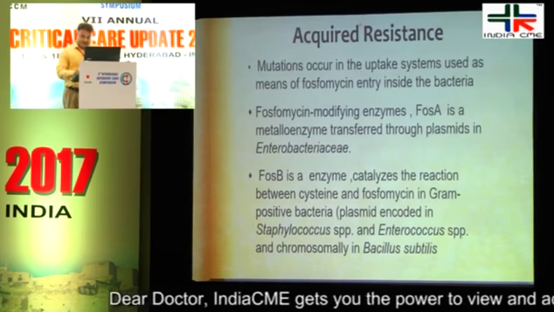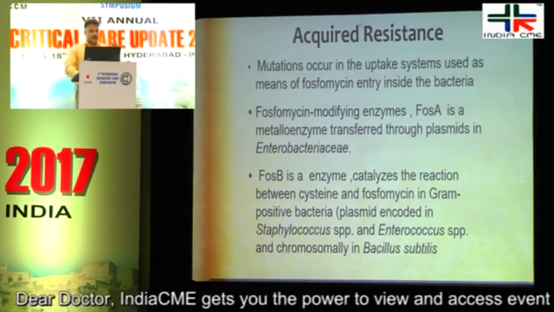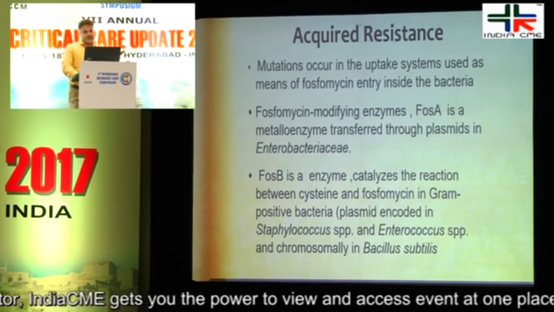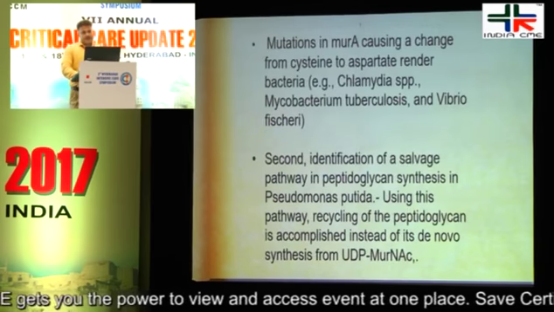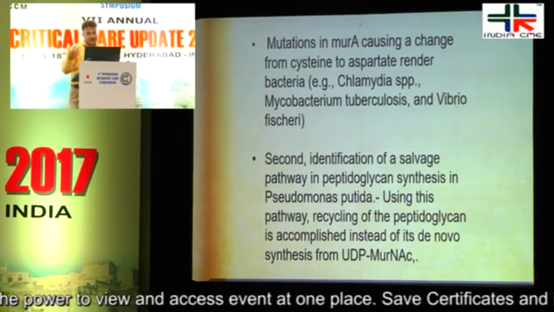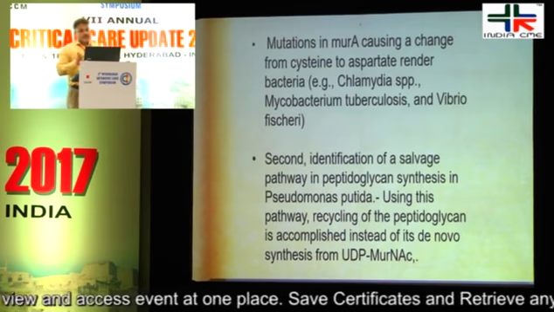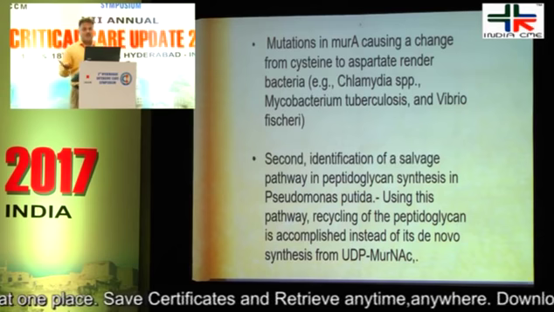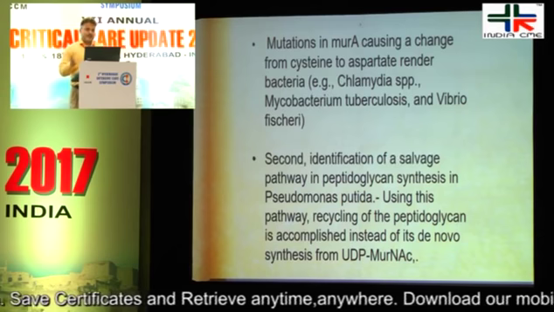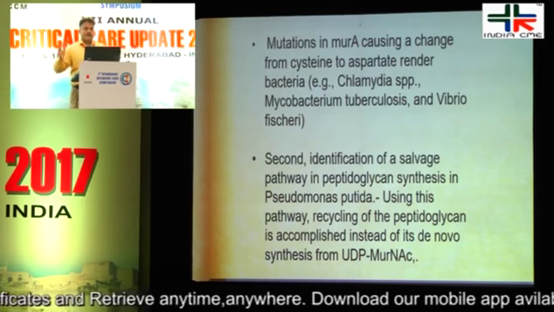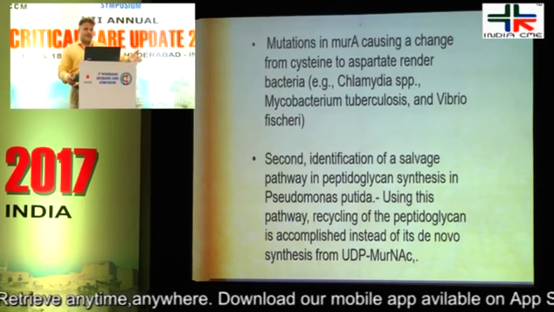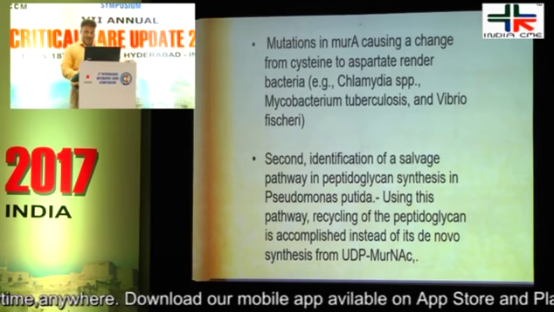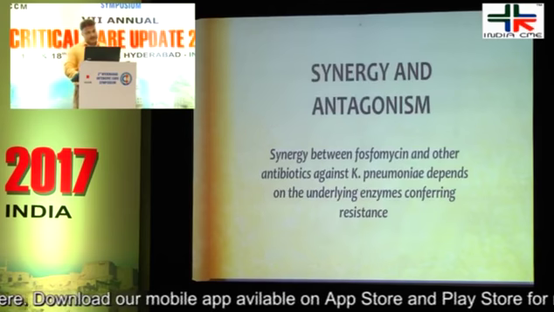It acquires resistance by mutation in the uptake system, changing enzyme activity. One very interesting mechanism of resistance is that it has an alternate, soluble pathway to generate UDP enzyme, and where it develops resistance. So it is not that it is resistant to development of resistance, it develops, but cross-resistance reports are less.